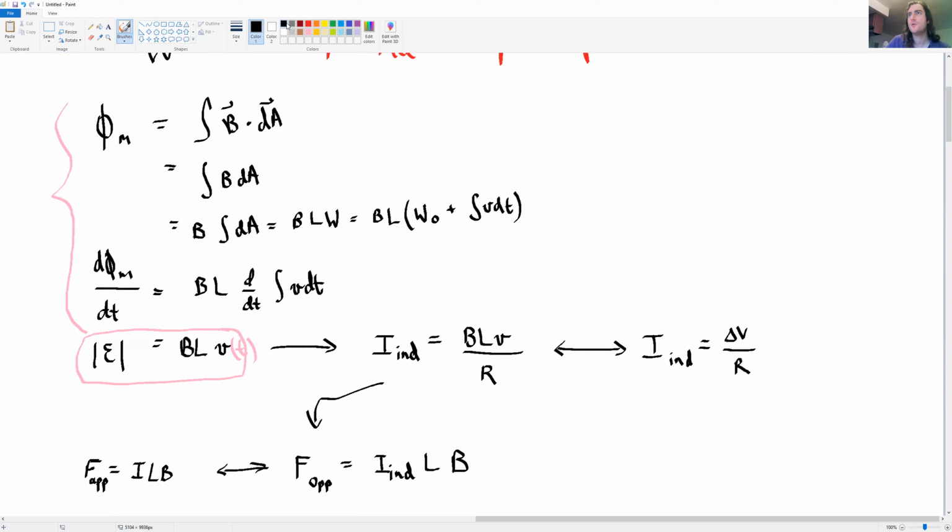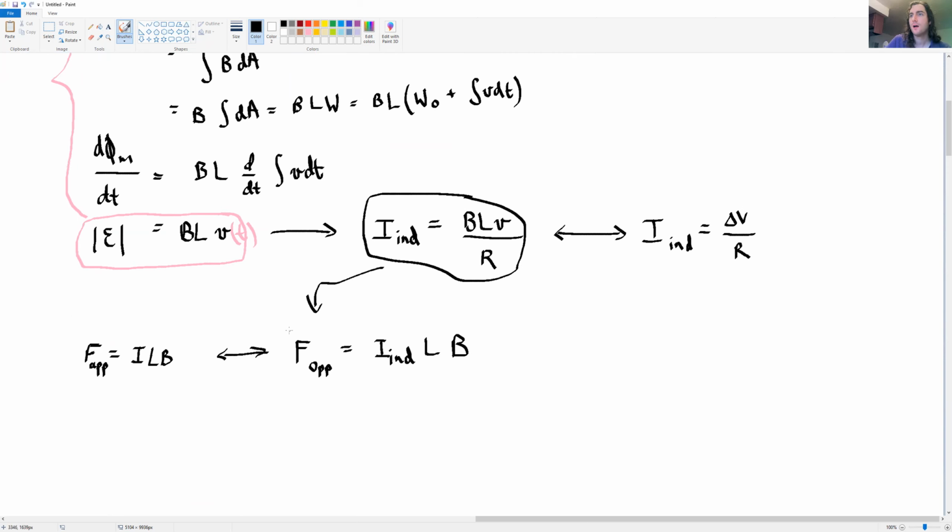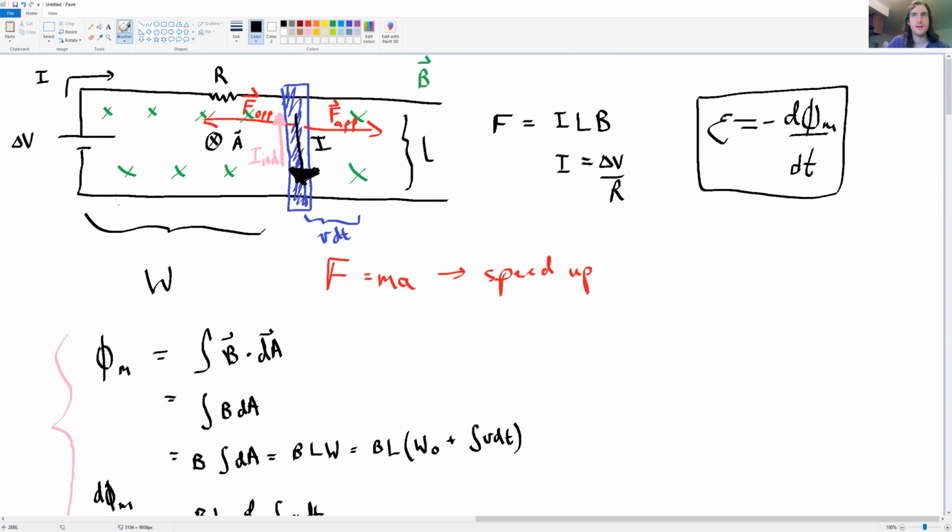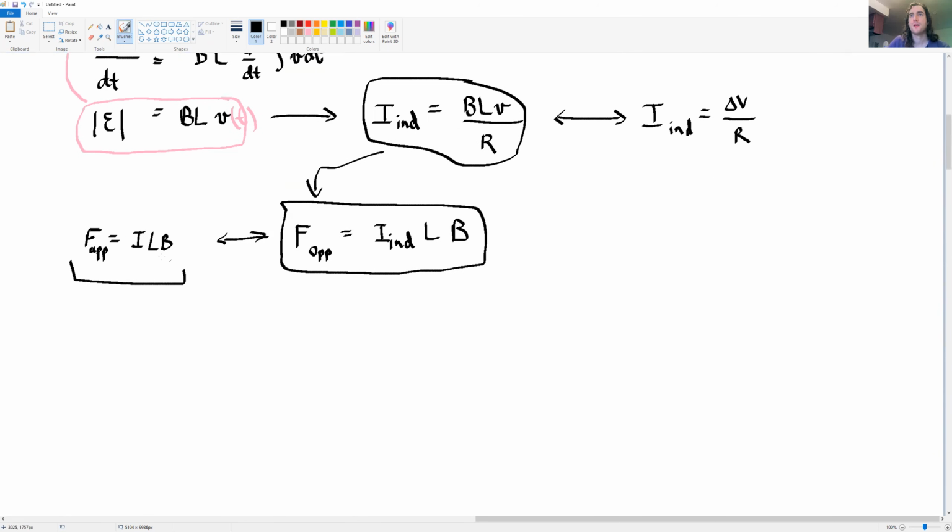Because of this induced voltage, we have an induced current, and that induced current is going to give rise to an induced opposing force. We can write that the force on the wire due to the induced current is I induced times LB, and our applied force is ILB, just what we started with. ΔV over R is I, so that current I gives rise to a constant applied force. So this force here is constant, and this force here is increasing.